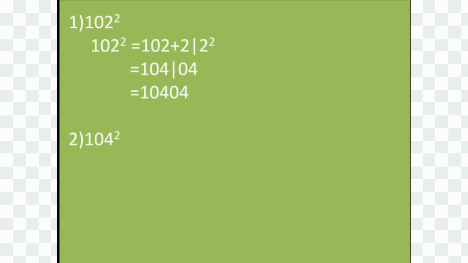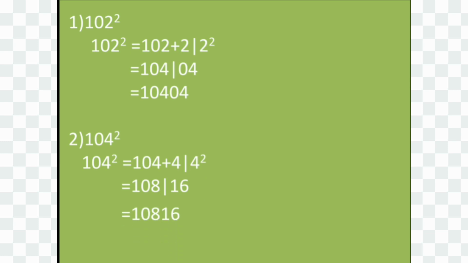If you go for other example, 104 square, let's try. 104 is 4 more than 100. So 4 is added to 104 and 4 square is written aside. So 104 plus 4 is 108. 4 square is 16. Since we got it in 2-digit form, we don't need to write a 0 beside it. So the answer by combining all the numbers is 10816.